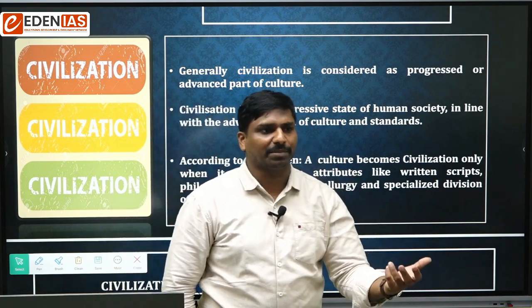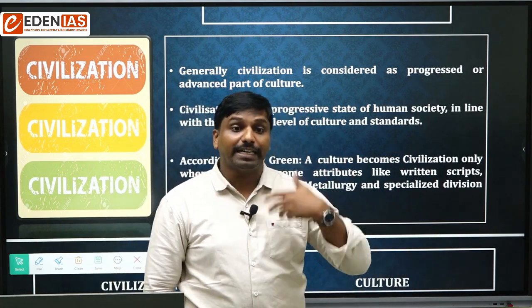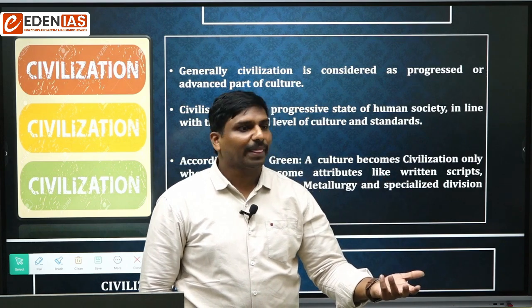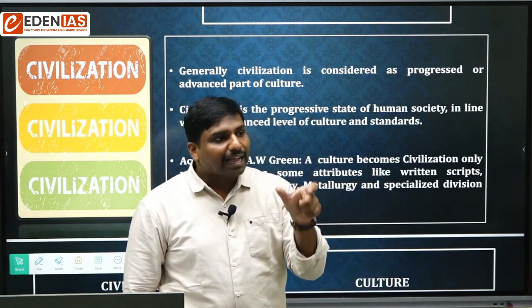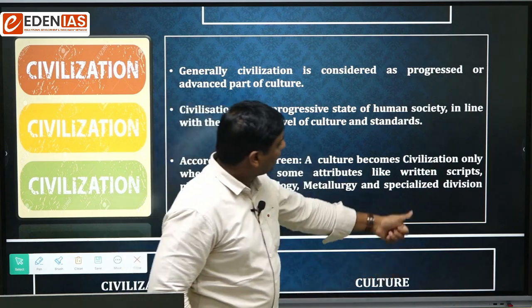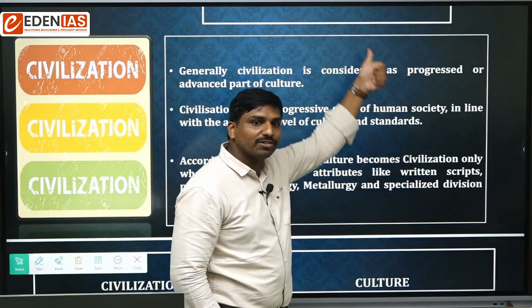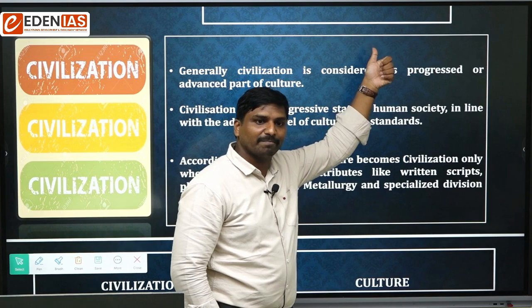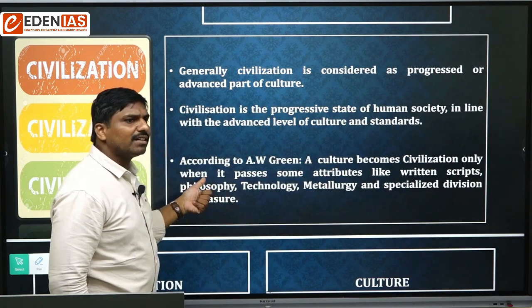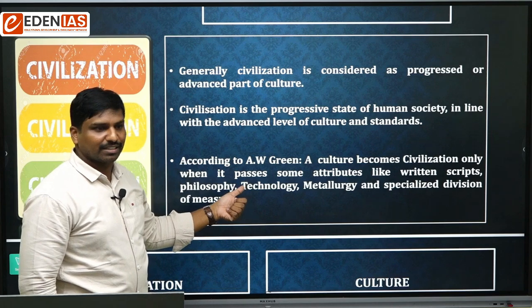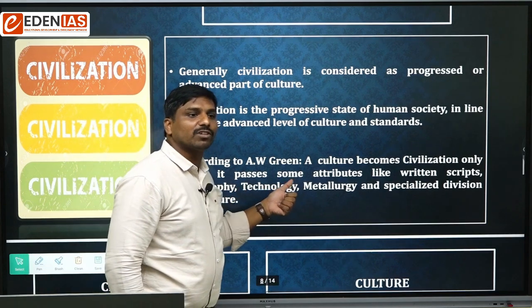We have a script, but did we decipher that? No, we haven't deciphered it, but still it has a script. So as it has a script, we have called it an advanced Indus Valley civilization. Can you recollect that? And it also has a basic philosophy, and basic technology was there.